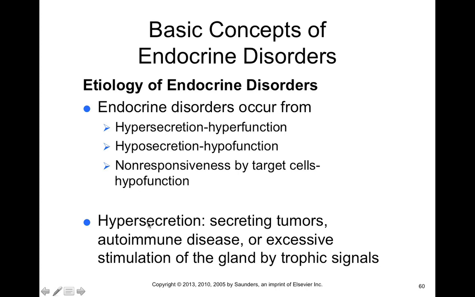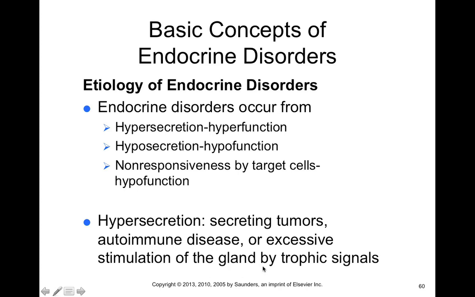Now, hypersecretion can come about from things like secreting tumors. So some tumors of glandular tissue can secrete a lot of hormones. Autoimmune disease, where your immune system might attack cells, and cells can actually burst open and cause their hormones to spill out into the body. That can lead to hypersecretion. Or you might have autoimmune disease where antibodies start simulating hormones. Like an antibody might bind to a receptor and it has the same effect as a hormone, even though it's not really a hormone. And that can come from autoimmune disease.